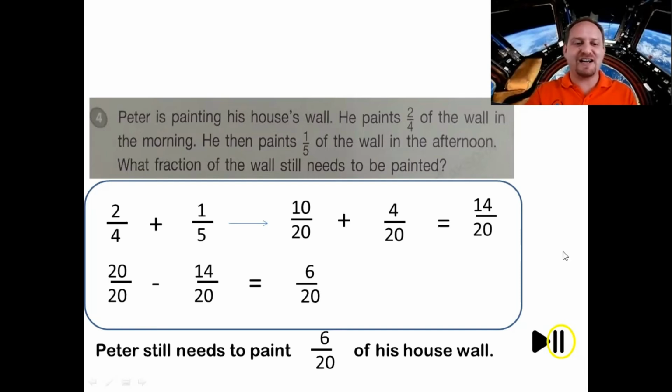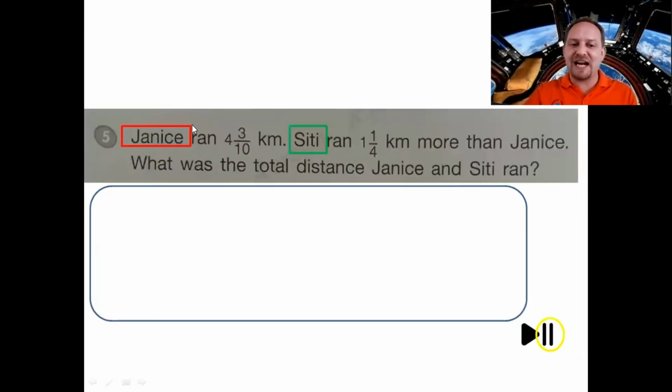Question 5. I put Janice in red and City in green. You will see why in a moment. The question said Janice ran 4 and 3 over 10 kilometers. City ran 1 and 1 over 4 kilometers more than Janice. What was the total distance Janice and City ran? This question was a little bit tricky because you had to do 2 steps.